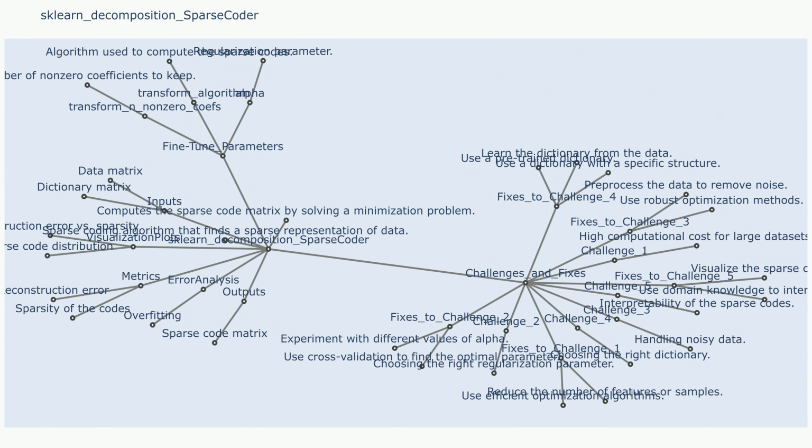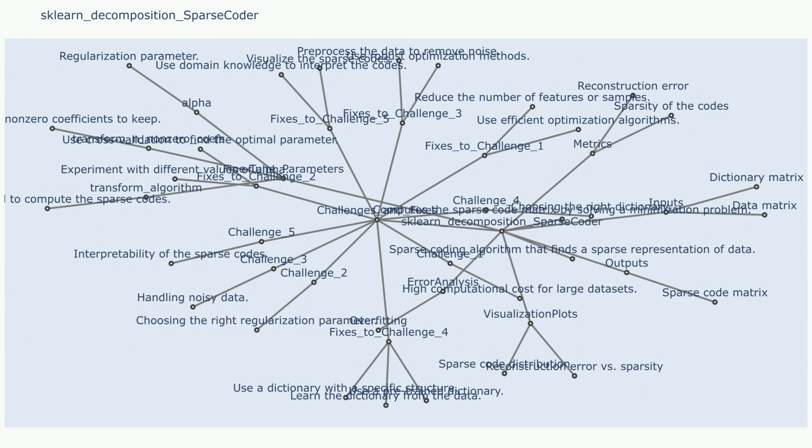Challenge 3, poor sparsity. Sample use case that resulted in challenge 3. The sparse codes may not be sufficiently sparse if the dictionary is not well suited for the data. Fixes to challenge 3. Dictionary learning. Use a dictionary learning algorithm to learn a dictionary that is better suited for the data. Sparsity regularization. Add a sparsity regularization term to the objective function to encourage sparse codes.